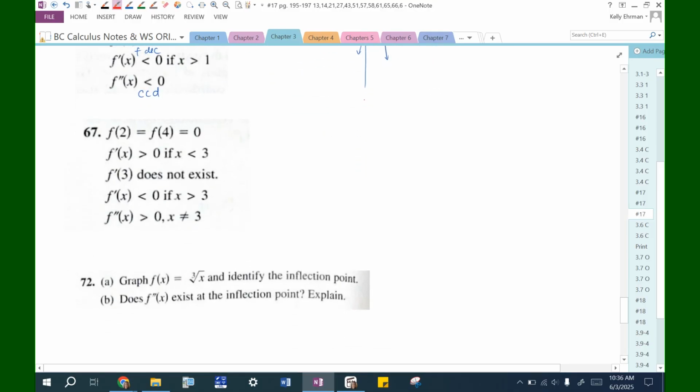Okay, last graph to sketch here. f of 2 is equal to 0, and f of 4 is equal to 0. f is increasing if we're to the left of 3, so increasing. And then f prime of 3 does not exist. That needs to be, again, a sharp turn or vertical asymptote at 3.